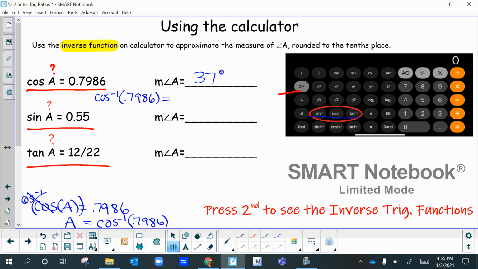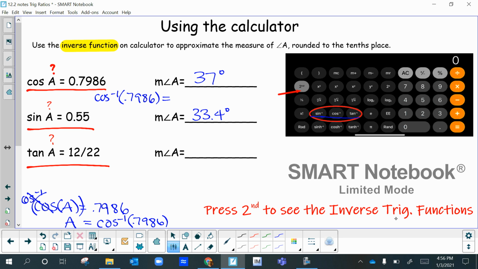So now do the second one. Sine of A equals 0.55. So we're going to press 0.55 in our iPhone, and then we're going to press the sine inverse. And you should get about 33.367 degrees. And if we're rounding to the 10th place, it's 33.4 degrees. Okay. And so all you have to do is make sure you press second so you can see the inverse functions. And that's it.